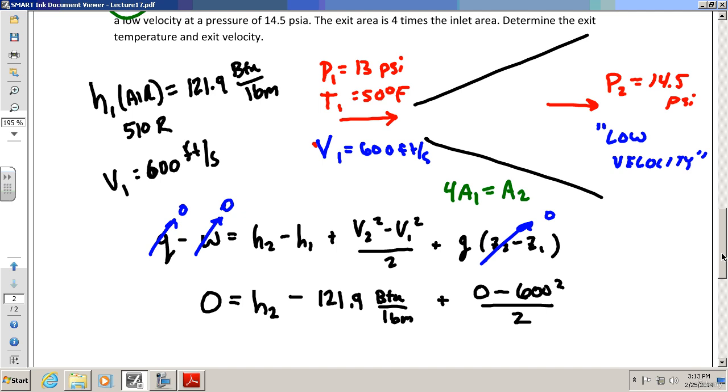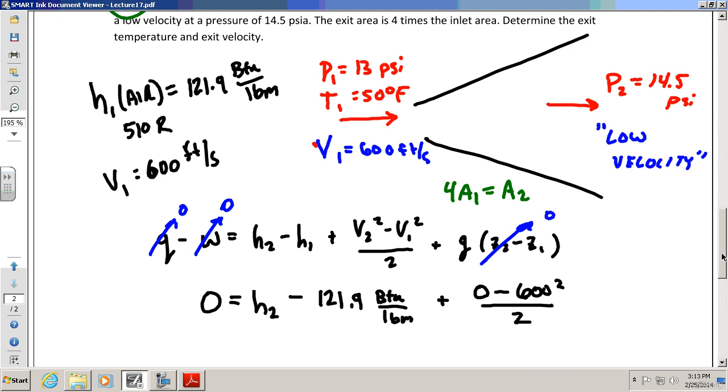No, but you do have to check units. Remember, the divide by 1,000 thing was because we're in kilojoules per kilogram and meters per second. Now we got even more mess of units. Because what's the units of 600 squared? What is those units of that second term there? Feet squared per second squared. But I've got BTU per pound mass. How am I going to add BTU per pound mass to feet squared per second squared?